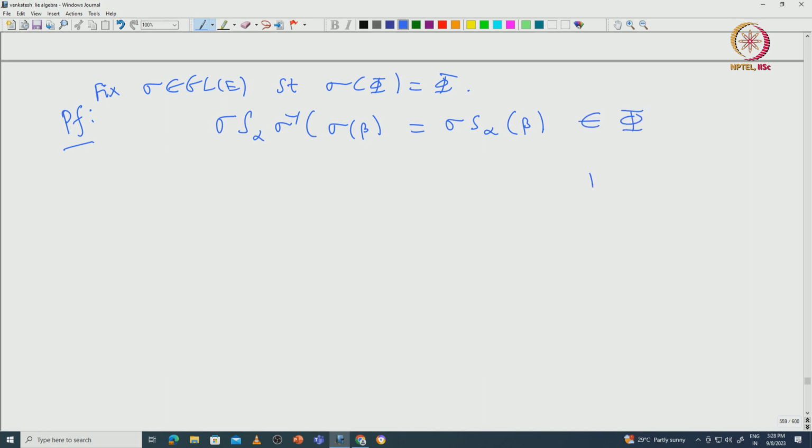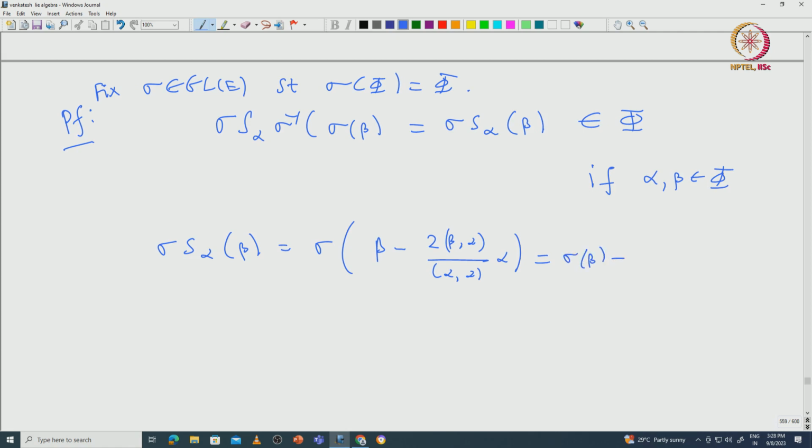It is in phi if alpha, beta is in phi. So, this is immediate. Now just recall what it is to say that sigma S alpha acts on beta. Using the formula of S alpha, you can see that this is exactly sigma of beta minus twice (beta, alpha) divided by (alpha, alpha) times alpha, which is equal to sigma of beta minus twice (beta, alpha) divided by (alpha, alpha) times sigma of alpha. So, this is what the formula says.